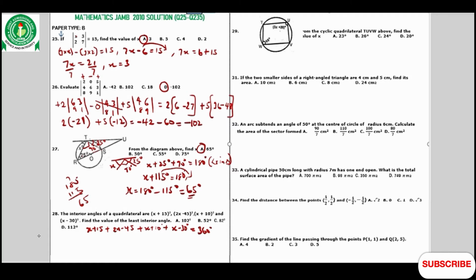You can get it from a polygon. The sum of the interior angles in a polygon is n minus 2 times 180 degrees. This is the sum of angles in a polygon. Now this polygon we are considering is a quadrilateral, which is n equal to 4. So 4 minus 2 will give you 2, times 180. That's why we got 360. So that's that about that.